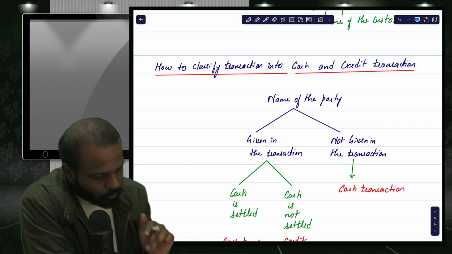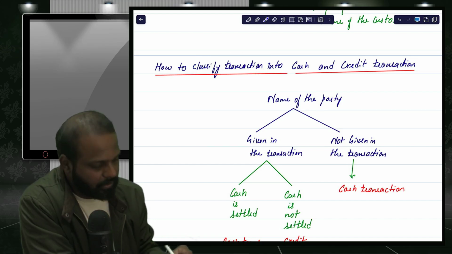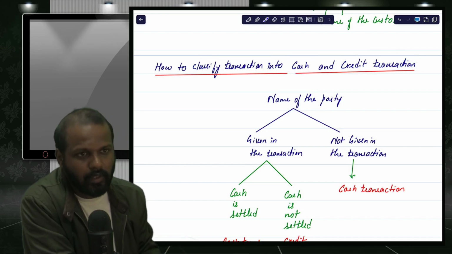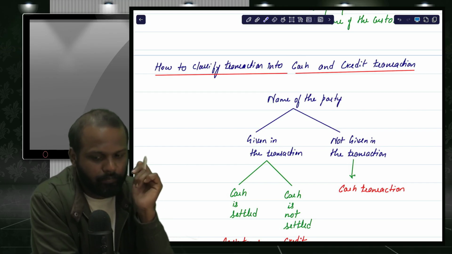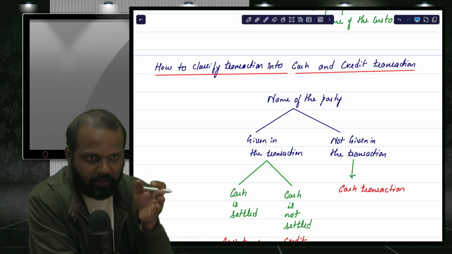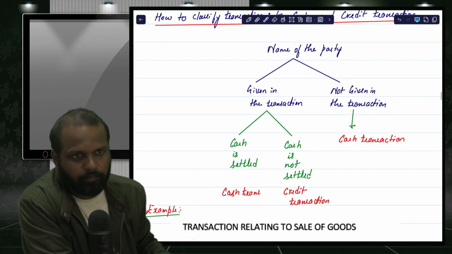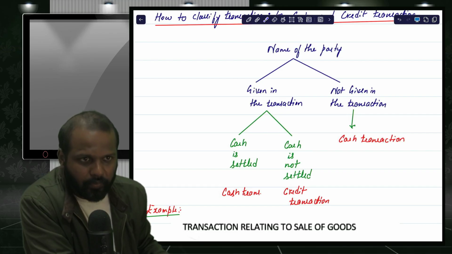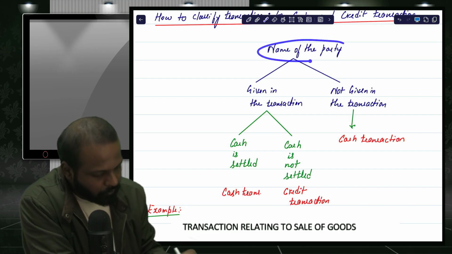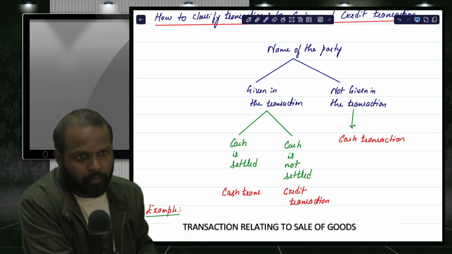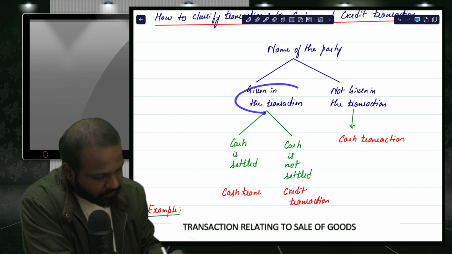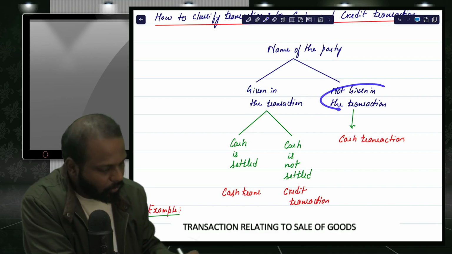Now you understand how to classify a transaction into cash and credit. Let's say a particular transaction is given to you. You need to classify it. Is it a cash or a credit transaction? For that, you need to understand this rule. First, you find in the transaction given in the question the name of the party. Is it being given in the transaction or is it not given?